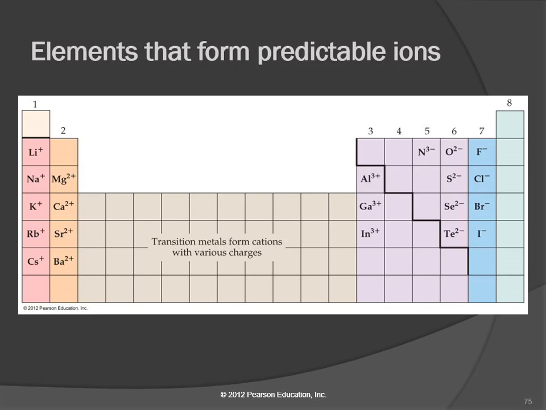And these guys in group 3, they're pretty predictable as well. How many valence electrons does aluminum have? 3. How about gallium? 3. How about indium? I think it's indium. It's 3. It loses the 3 valence electrons, and then it has a noble gas configuration. And these guys, magnesium through barium, they need to lose 2 electrons. Any questions?